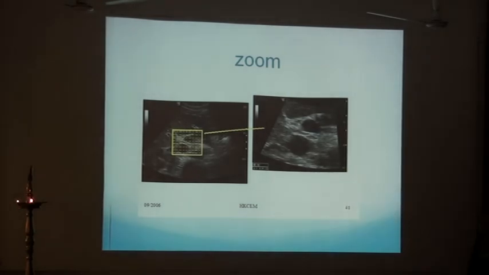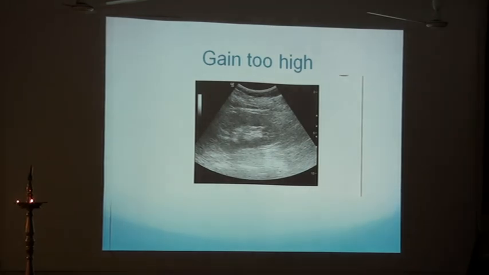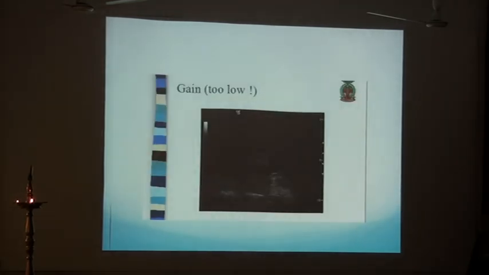Then there is a knob called zoom, in which we can select the area of interest and zoom it, and it magnifies by 2 to 3 times. Gain is another knob, which is like the brightness of a TV as we adjust. This is the right kind of brightness in which we can identify the area of interest and the rest of the tissue differently. This is too high a gain, too much brightness, and this is too low.